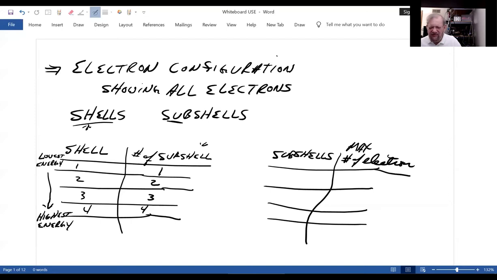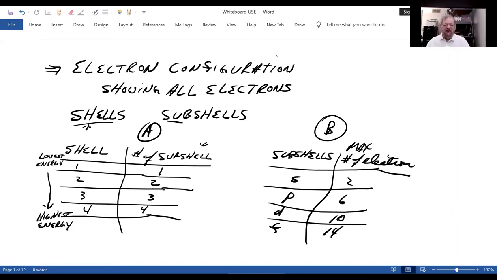You should know about the subshells, the maximum number of electrons you can put in there. They are S, P, D, and F: 2, 6, 10, 14. Now, let's look at these two tables. Let's label them table A and table B. Good news: on test number two, these will be given to you.